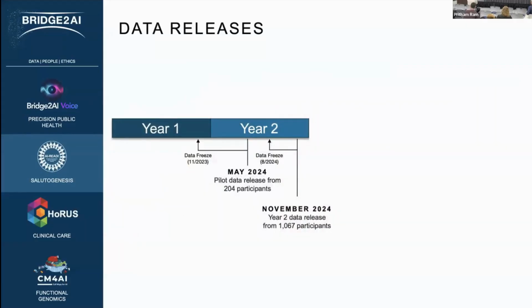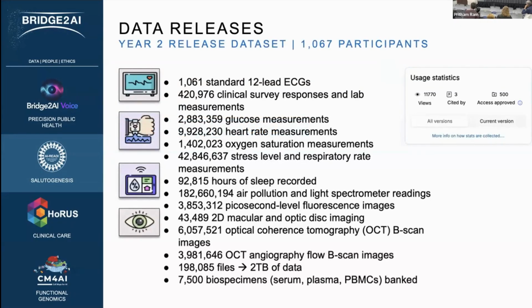In terms of data releases, we had our initial release of our pilot of about 200 participants back in May of last year. By the time we got to around August, we had about 1,000. We froze our data set, prepared it for release, and in November, we released version 2 of that data set. This data set is live and available on our website. You can go through our attestation, register for it, and then download it to your computers.